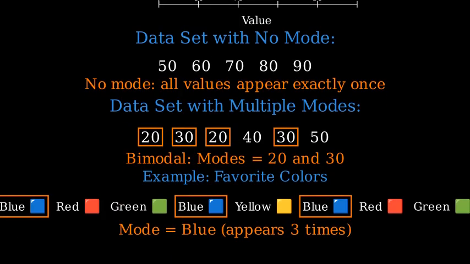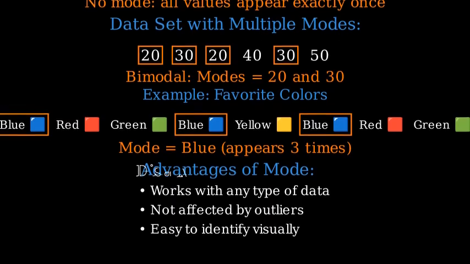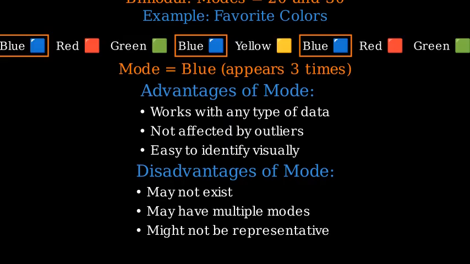Let's discuss some advantages and disadvantages of the mode. The mode is useful because it works with any type of data, including categorical data. It's not affected by extreme values or outliers, unlike the mean. However, the mode may not exist, or there might be multiple modes, which can make interpretation challenging. Also, the mode might not be representative of the entire data set.